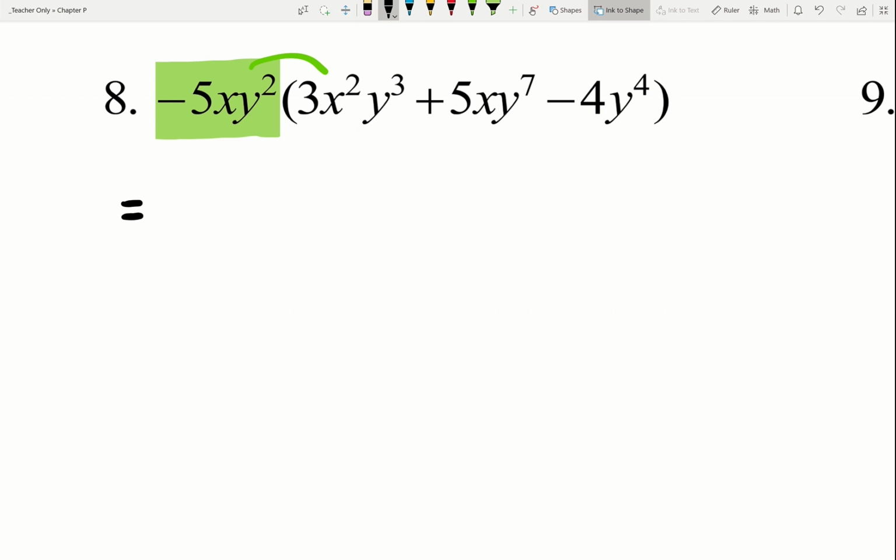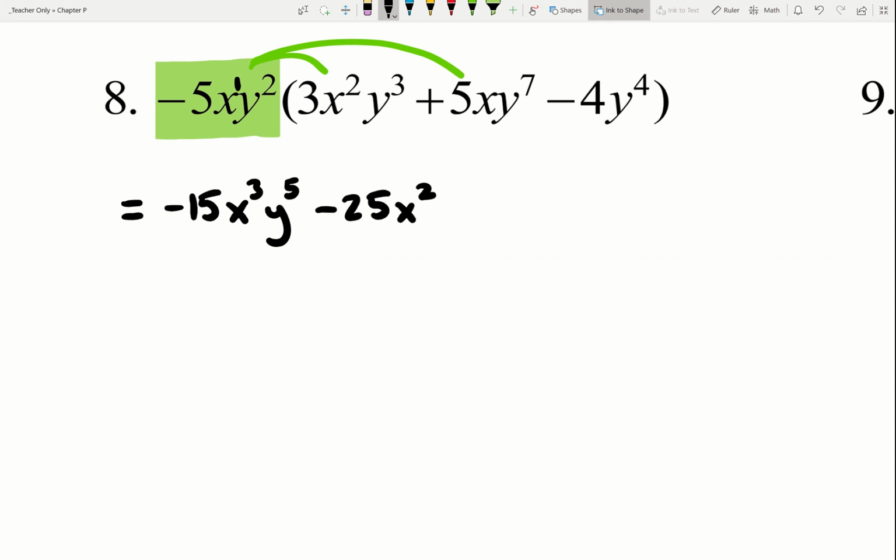So multiply those coefficients. I'm just going to do this one really quickly. Negative 5 times 3, that's negative 15. X to the first times x to the second is x to the third. Y to the second times y to the third, that's going to be y to the fifth, okay? Distribute to that middle term. So we're going to have negative 5 times positive 5. That'll give us negative 25. X to the first times x is x squared. Y to the second times y to the seventh, add those exponents, that's going to be y to the ninth. And then we'll finally do that last distribution there, so that'll be a negative 5 times a negative 4. A negative times a negative makes a positive, and so 5 times 4 makes 20.